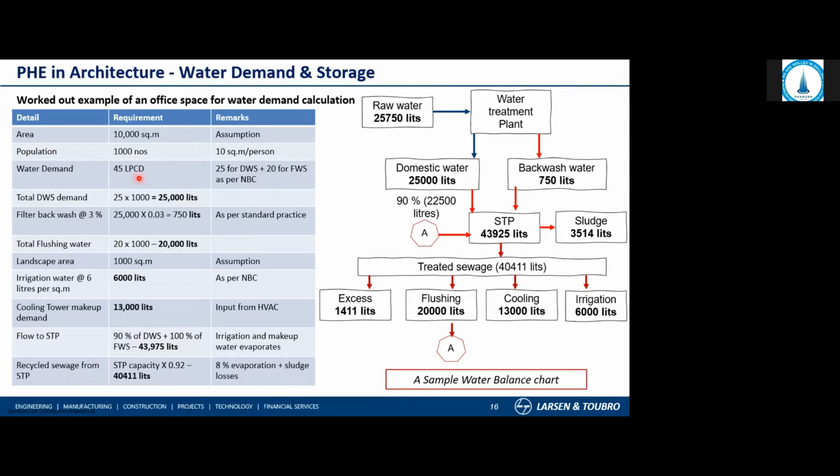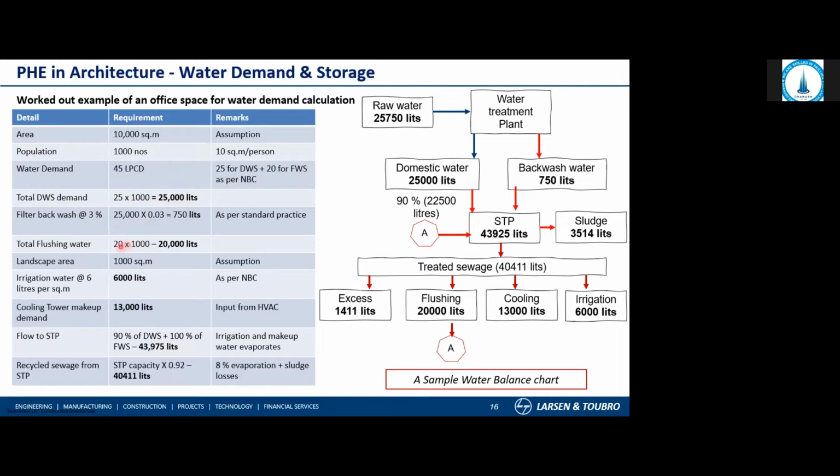Let's say 45 is our overall demand, where 25 liters is the domestic demand and 20 liters is for flushing. By simple multiplication, we get the domestic water demand as 25,000 liters. And yes, we have added 3% extra demand, which is primarily used when treatment facilities are going to be there. In that case, an additional demand of 750 is required. This is a kind of standard practice we follow.